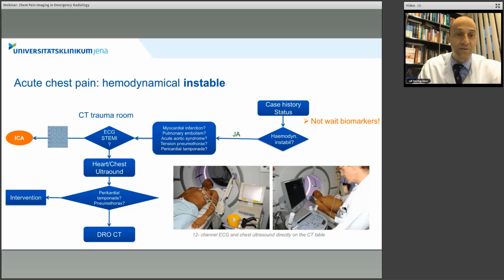Let's see if I can show you this with my arrow. No, it's not working. Oh, there's the arrow. Sorry. Here you can see that, and the cath lab is the most important one.